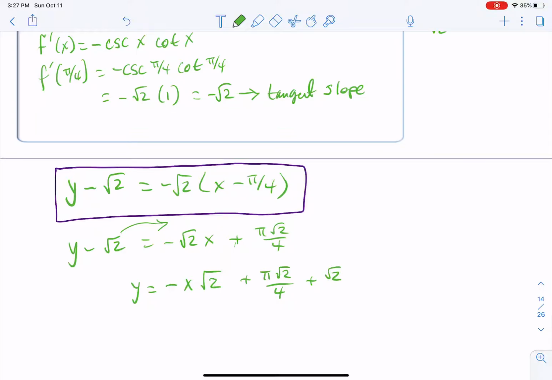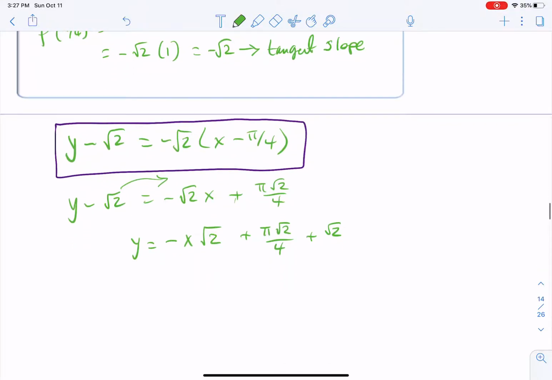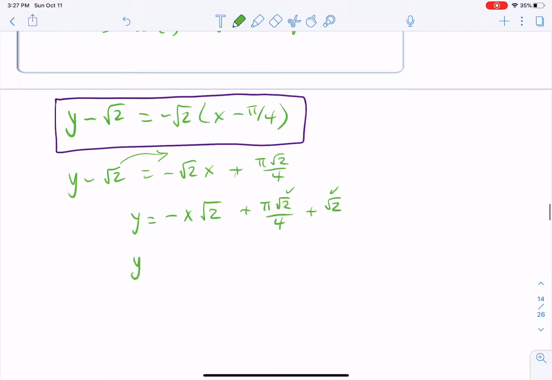And you look down at your answer choices, and maybe this looks sort of like one of them, and maybe it doesn't, because maybe what they decided to do is factor out a square root of 2, maybe from the whole thing, or maybe just from the y-intercept. I don't know. Who knows? Negative x root 2 plus a root 2 times pi over 4 plus 1. Who knows? Maybe that's the way it looks. I don't know. Any of those things would work.